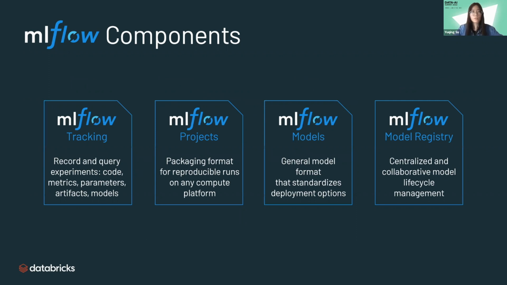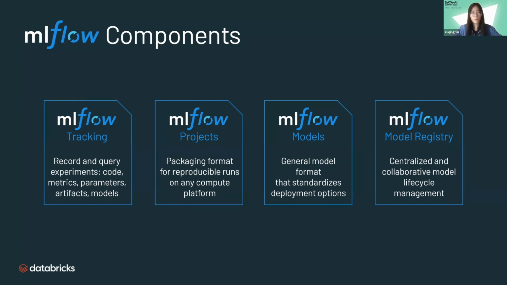There are four key components organized into MLflow, including tracking, projects, models, and model registry. You can use each of these components separately or on their own, but it's better to use them all together because they're designed to work well with each other.